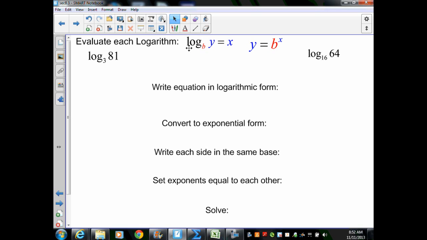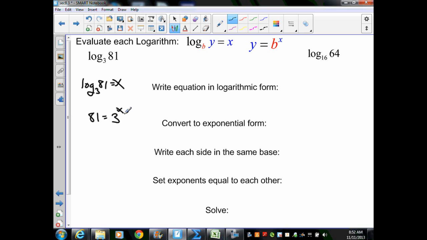Here I have our general forms of log b y equals x and the exponential form y equals b to the x. And we also have the procedure to perform this operation. The first thing we want to do is write each equation in logarithmic form. To do that, that's going to give me log base 3 of 81 equals x. And that's from the general form. Now I want to convert that to exponential form. That's going to give me 81 equals 3 to the x.